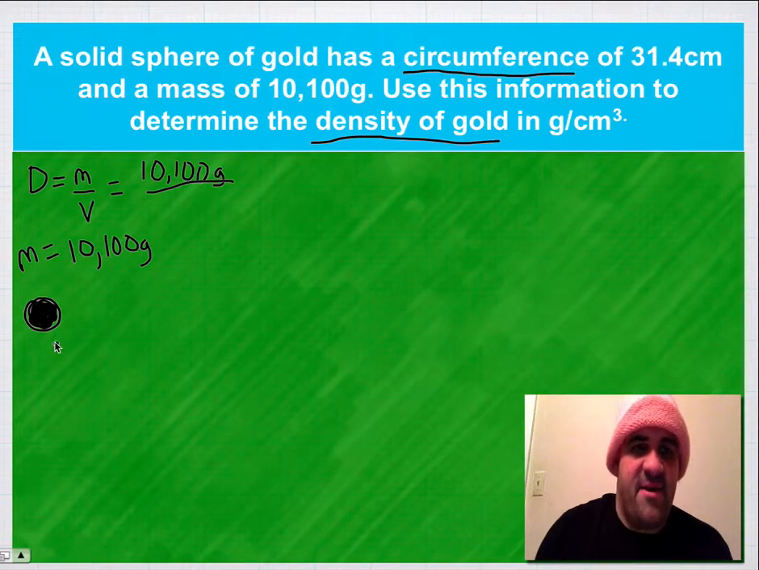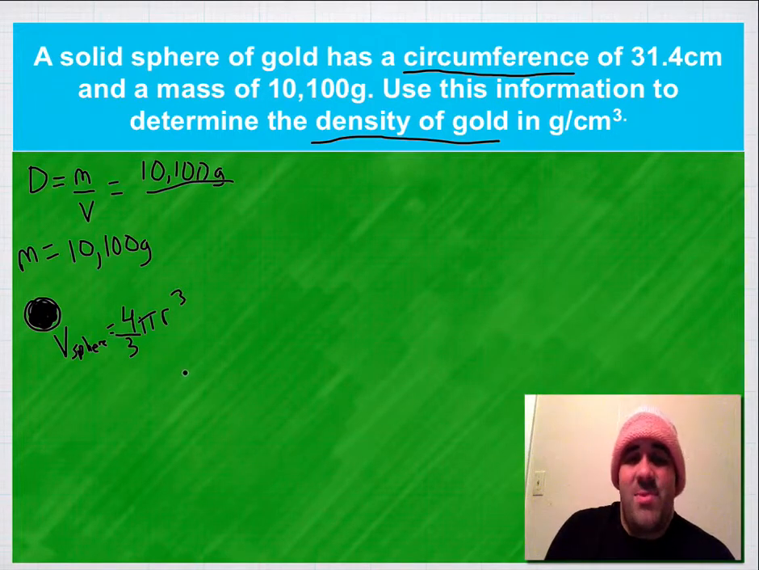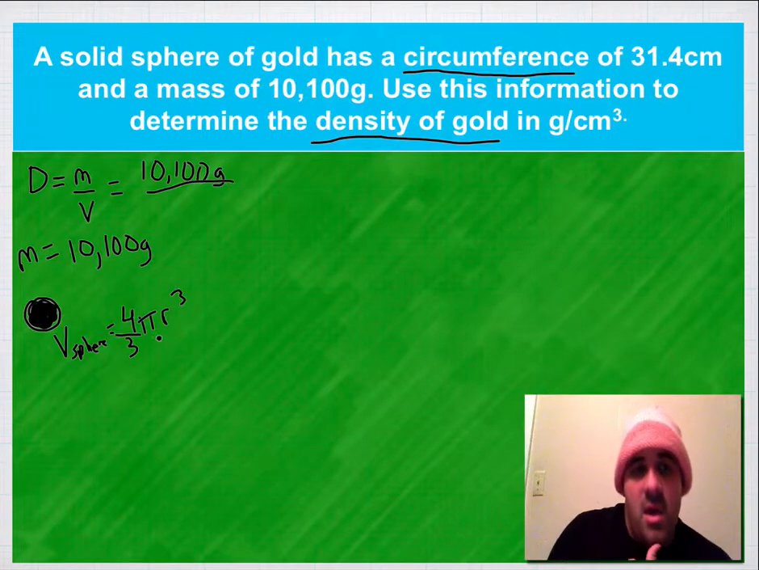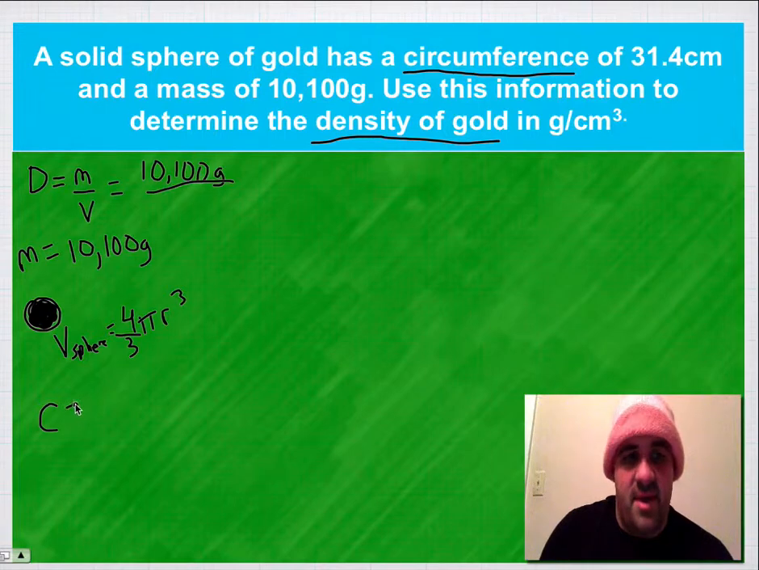The volume of any sphere is going to equal 4/3 pi r cubed. Just like a cube is length times width times height, the volume of a solid sphere is 4/3 pi r cubed. Unfortunately, we don't have a radius, but we do have a circumference. And if you remember, the distance around a sphere, which is the definition of circumference, equals 2 pi r.